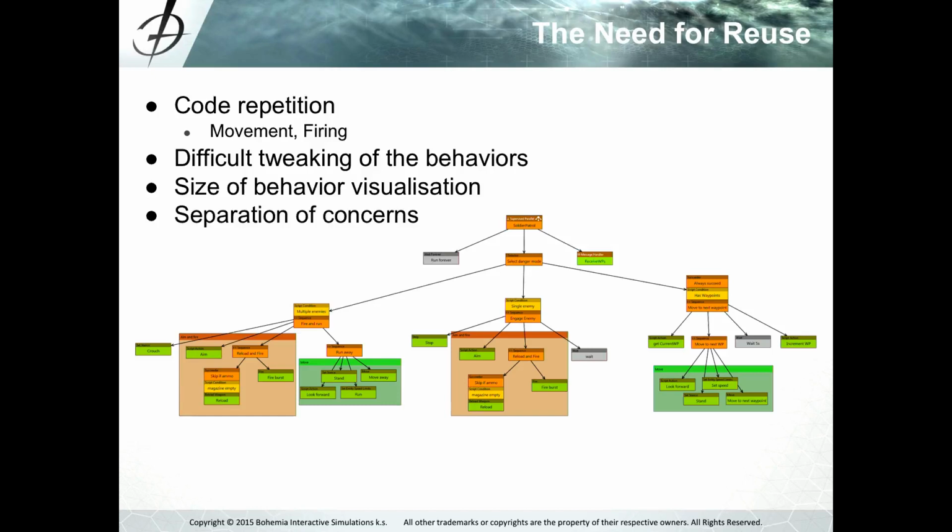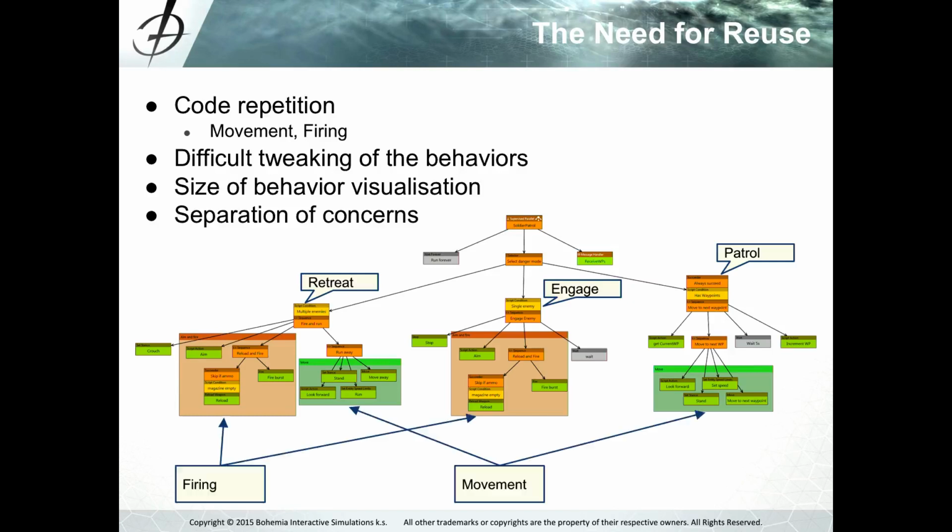What we have there is the retreat behavior on the left. The orange node in the middle is a selector. It selects between the retreat, the engage in the middle, and the lowest priority one, the patrolling behavior. And we can already see in this very small, very simple tree that there's code repetition.